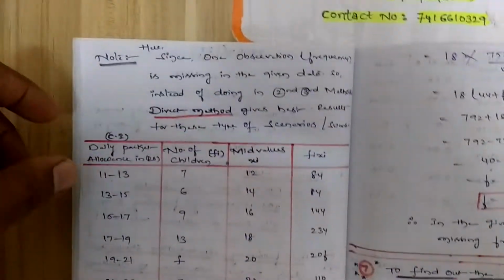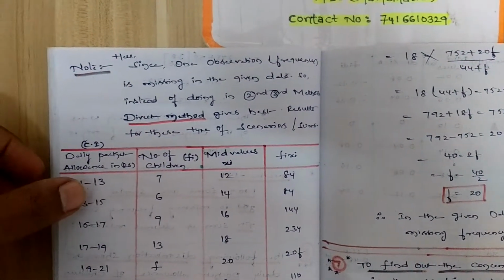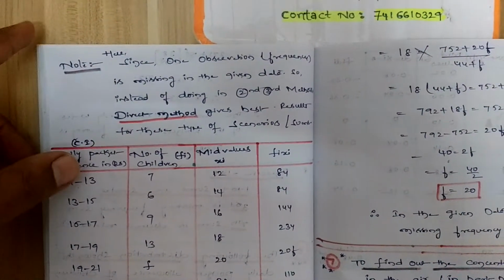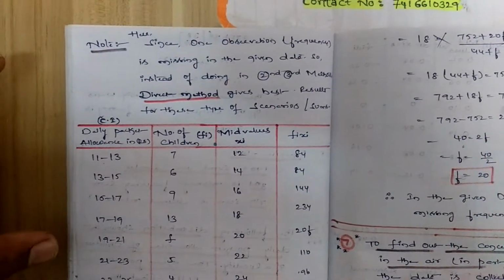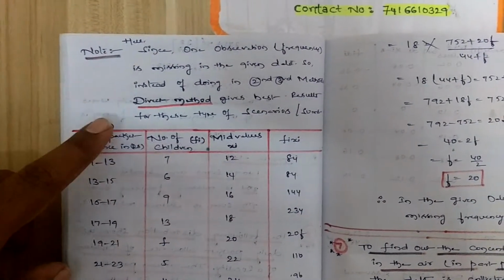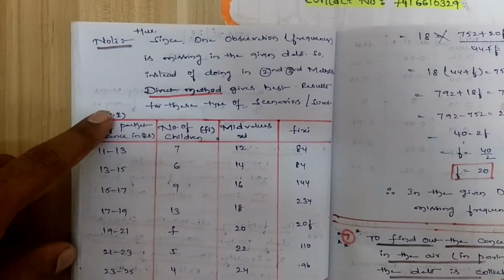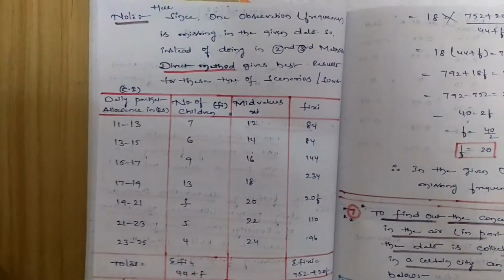Students, actually the mean of grouped data can be found in three ways: the direct method, the assumed mean method, and the step deviation method. Whenever frequencies are missing in the given tabular data, my advice is to go with the direct method. It is easy for solving. So how can we solve using the direct method for grouped data?